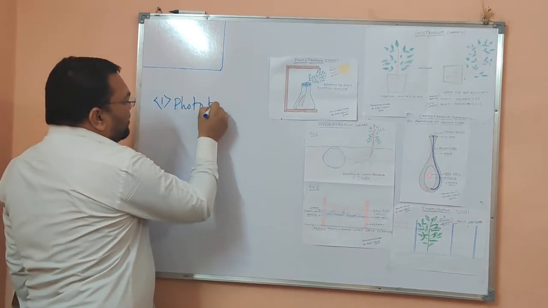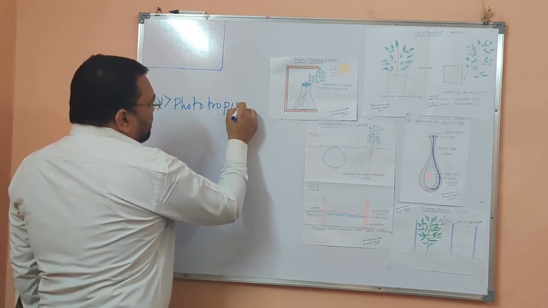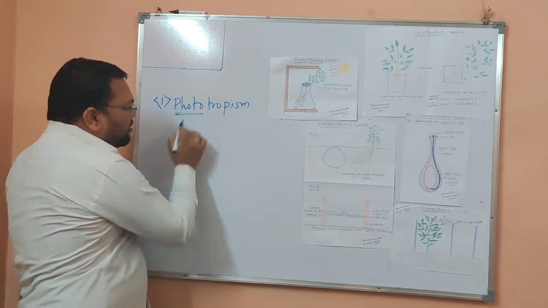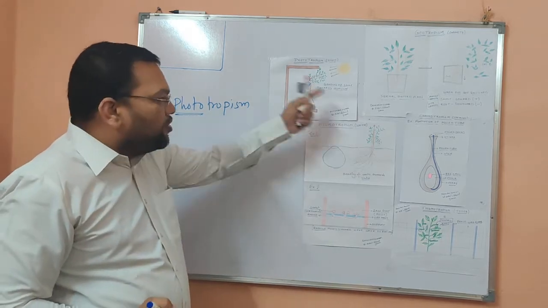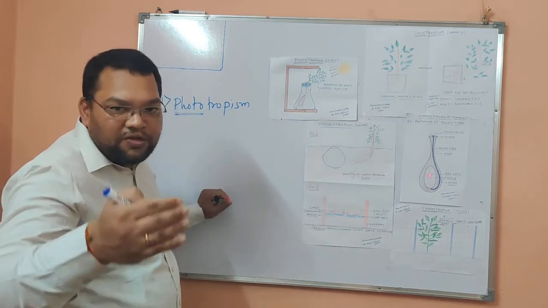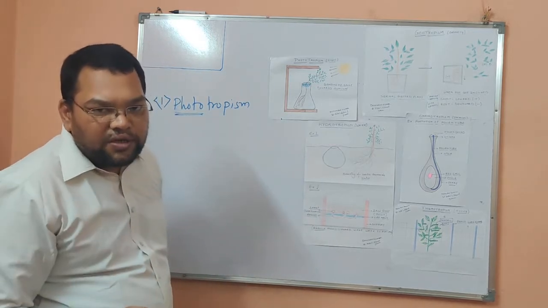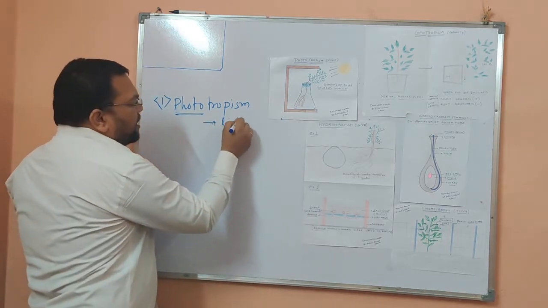Now clearly, photo means light. So the movement due to light. I'm going to explain this to you, but first I'm writing what are the various types of tropism we are going to study. The first is phototropism. It is related to light, L-I-G-H-T, light.